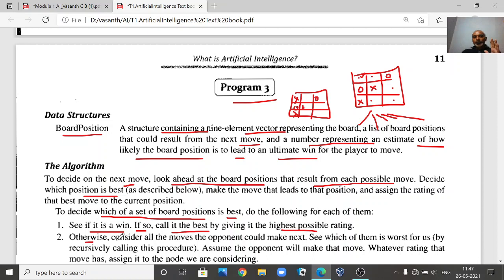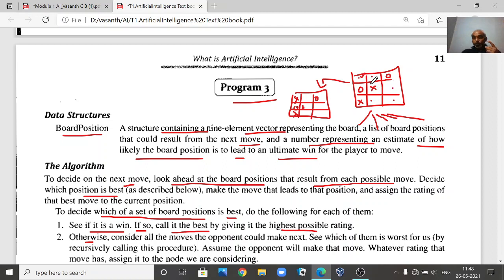Otherwise, second step: consider all the moves the opponent could make next. If I am not going to win the game, I will consider all the moves the opponent is going to make if I make a move here. Understand clearly. From this step, X has to make a move. He can make a move in this position, this or this.